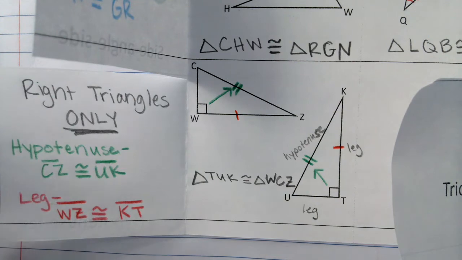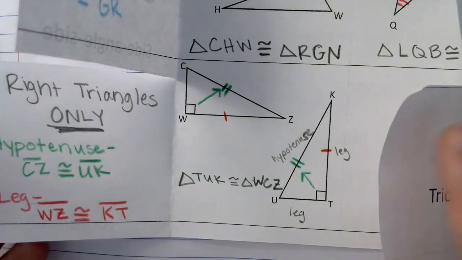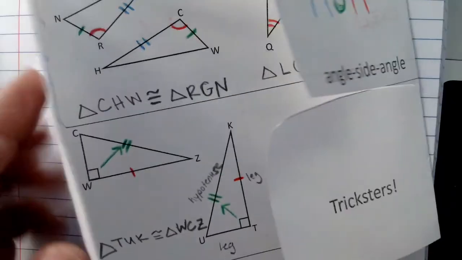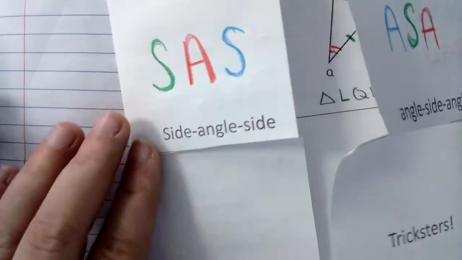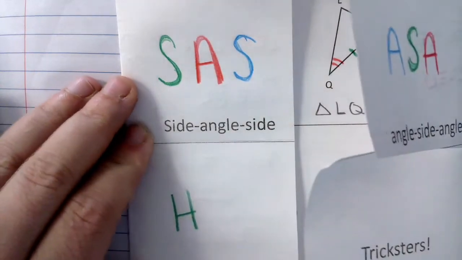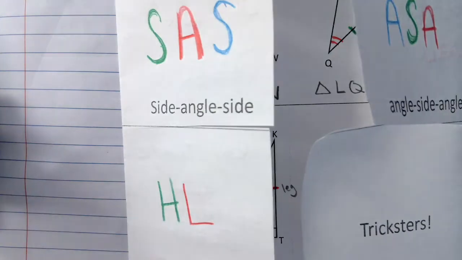Alright, last one is tricksters. Tricksters are ones, again, where they're going to have things labeled, and it might ask, are these triangles congruent? And if you see one of these tricksters, you're going to say, no, we don't know that. We would need more information. One of the tricksters is angle, angle, angle. At this point in our life, can we do A instead of angle? We know A stands for angles.